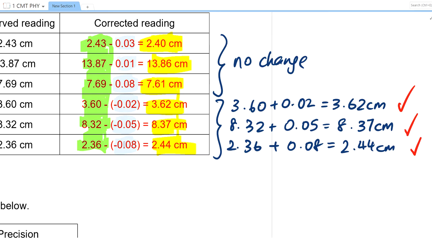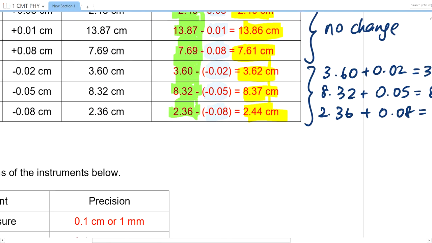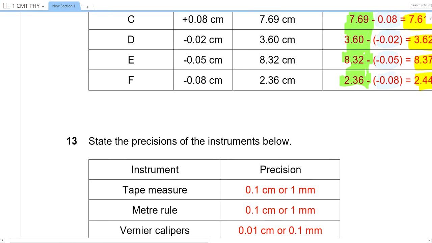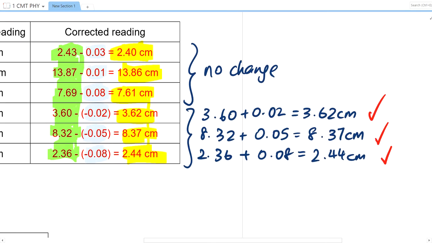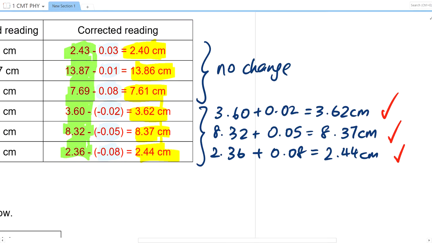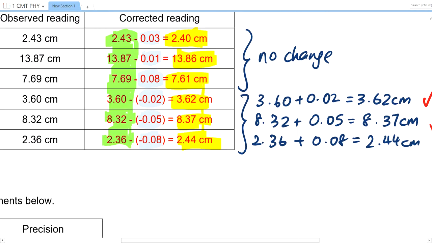Is it a must to show working? Yes, it is. It's just one step. Not too difficult, so show the working. Yeah, both are correct. But you have to show working, yes. Okay? I want to see how you handle your zero error. Moving on.